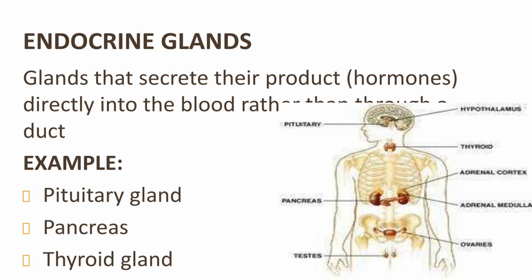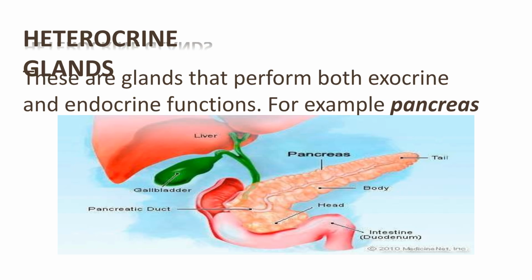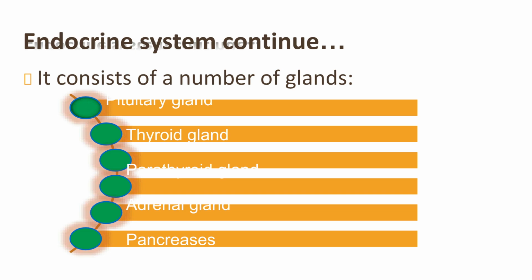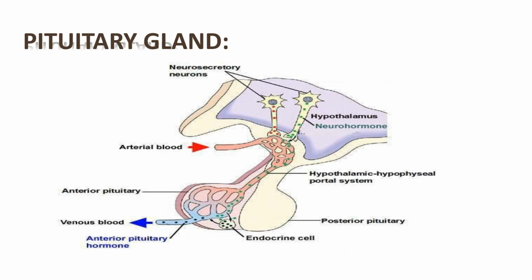Exocrine glands secrete their products into ducts. Examples of exocrine glands include sweat, salivary, and mammary glands, as well as the stomach and liver. Endocrine glands secrete their products or hormones directly into the blood rather than through a duct. Examples of endocrine glands are the pituitary, pancreas, thyroid, and adrenal glands. Heterocrine glands, like the pancreas, perform both exocrine and endocrine functions.